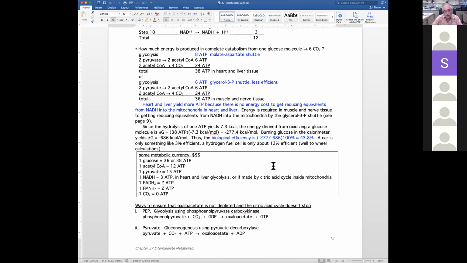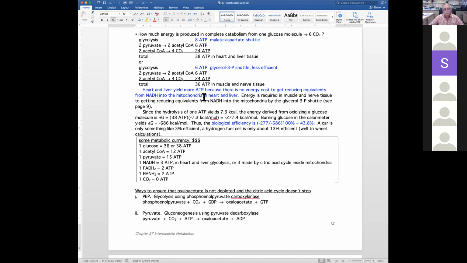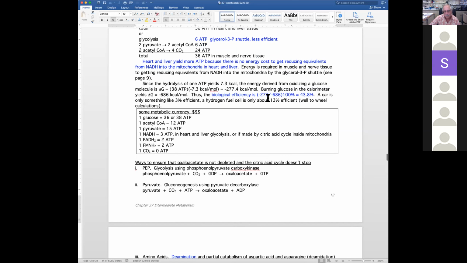So we've gone all the way from glucose to carbon dioxide. So now we can measure up how much energy we're making by adding up the ATPs and such. If we're using this malate aspartate shuttle, we can make up to 38. If we're using the glycerol 3-phosphate shuttle, we can make 36. So then we can actually measure biological efficiency.